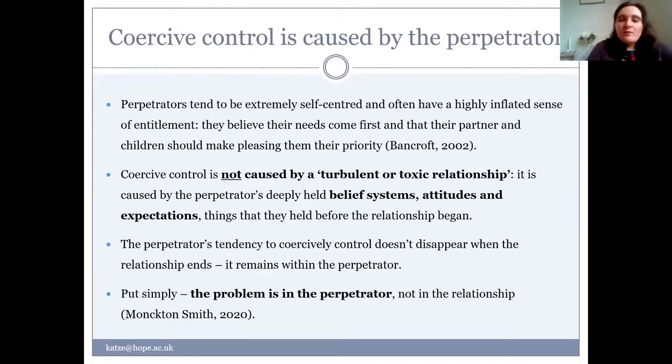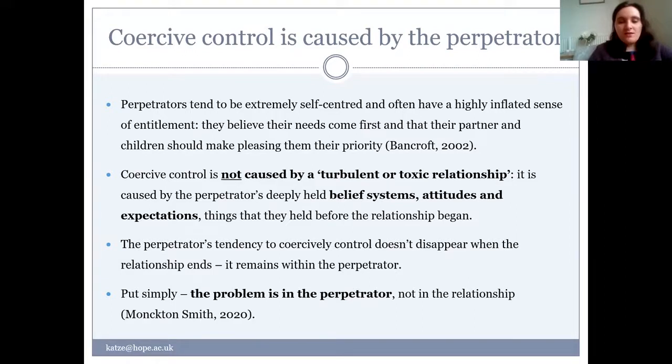And coercive control is very much caused by the perpetrator. So perpetrators tend to be extremely self-centered and often have a highly inflated sense of entitlement. They believe their needs come first and that their partner and children should make pleasing them the priority. So coercive control is not being caused by a turbulent relationship or a toxic relationship or a bad dynamic between the partners. What it is being caused by is the perpetrator's deeply held belief systems, attitudes, and expectations. It's being caused by what the perpetrator thinks is acceptable behavior.